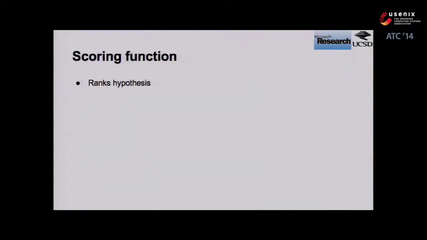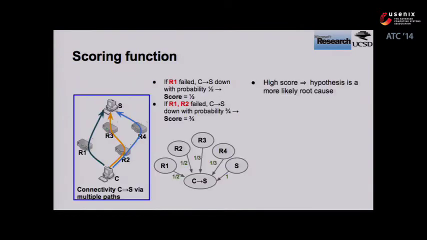All right, so you generate the hypotheses, and now the localization algorithm needs to rank these hypotheses as to how likely it is that this hypothesis actually caused the failure. So the algorithm can do something like this. It can say, if R1 failed, then according to this model, the client-server connectivity is down by 50%. So the score is half, the probability is half. But if both R1 and R2 fail, then the client-server connectivity goes down with a higher probability. So a high score indicates that this hypothesis is a more likely root cause.